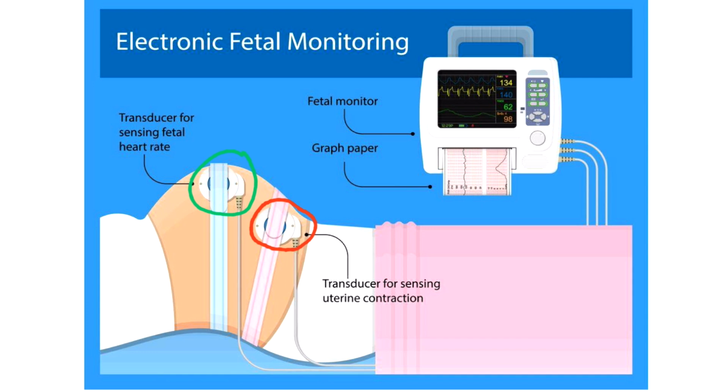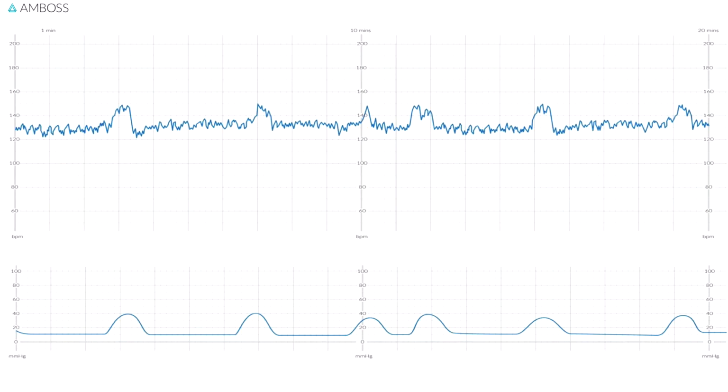Here we have the fetal monitor showing the actual changes in heart rate and uterine pressure. The fetal monitor produces graph paper, which gives us valuable information about the conditions of the fetus. Here's an image from our partnership with Amboss, which highlights several important features of normal cardiotocography, or CTG. The upper part of the CTG indicates fetal heart rate, while the lower part shows uterine pressure.